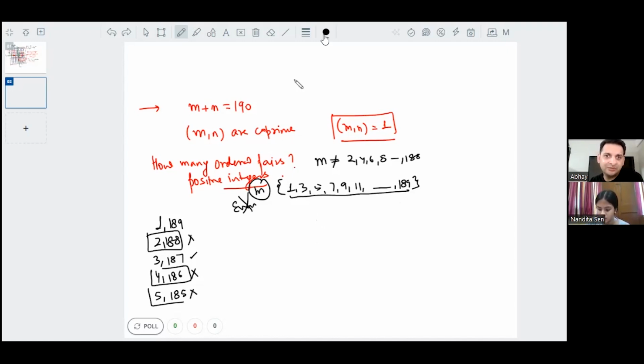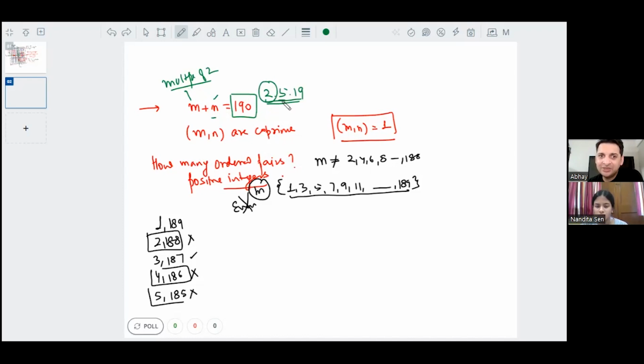Does it have anything to do with the prime factorization of 190? So m plus n was 2 into 5 into 19. So let us talk about 2. If m is a multiple of 2, the right hand side is a multiple of 2, that means n would also be a multiple of 2. And that is why all the even numbers were cancelled out.